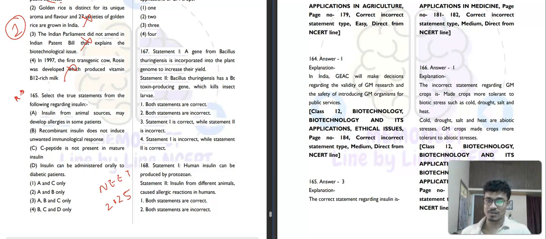Insulin from animal sources may develop allergies in some patients. Correct. Recombinant insulin does not introduce unwanted immunological response. Correct. C-peptide is not present in mature insulin. Correct. Insulin can be administered orally to the diabetic patient. No, you know that insulin injection is given. So this is not correct. So A, B, C are correct only. Third option will be your correct answer for this question.